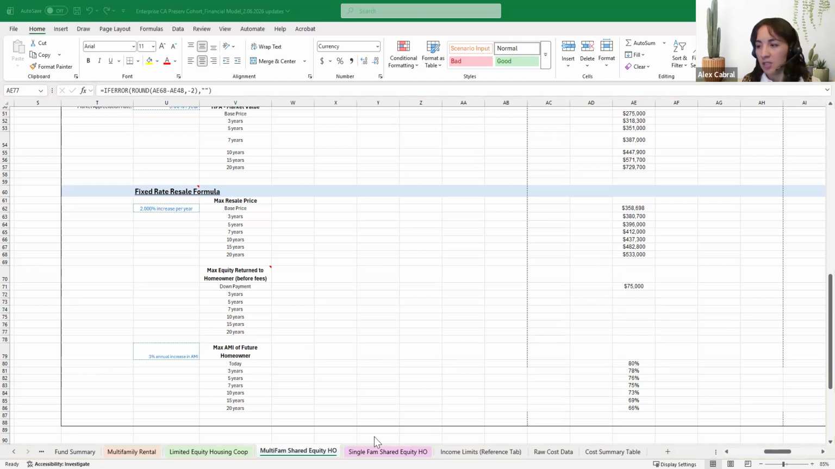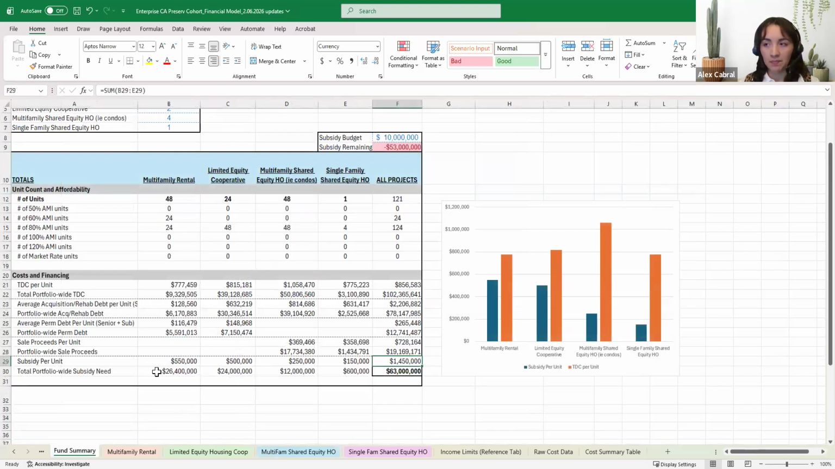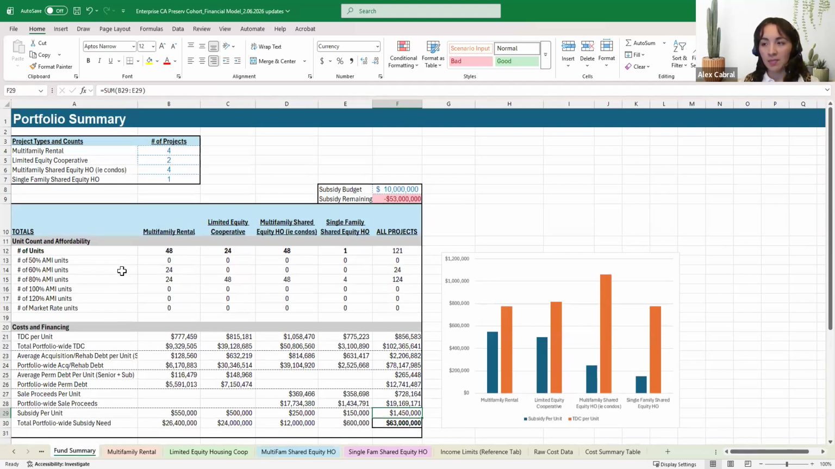Now that we've walked through all of the different pro forma types, we're going to look at our portfolio as a whole. This occurs on the Fund Summary tab. The Fund Summary tab allows us now, based on what we've just input in each project pro forma sheet, to build out a portfolio of homes.